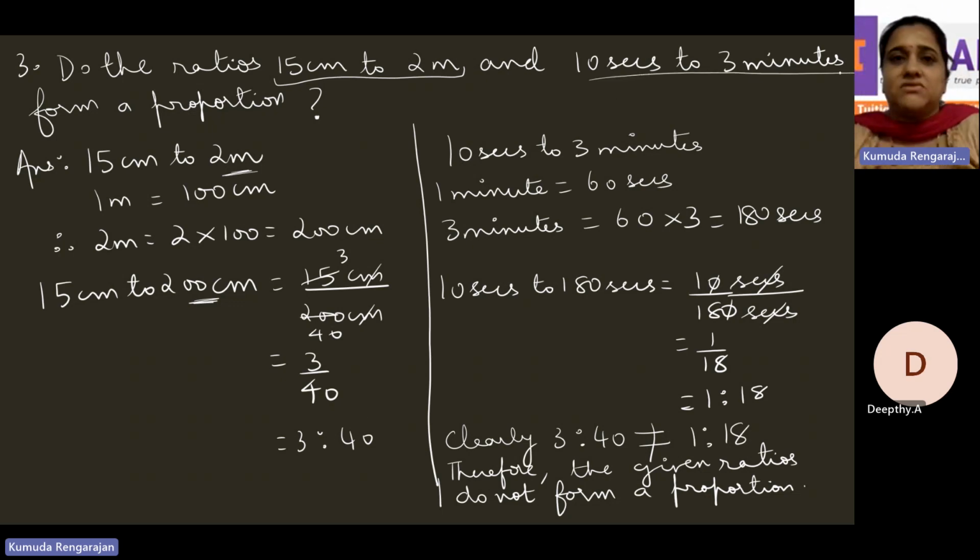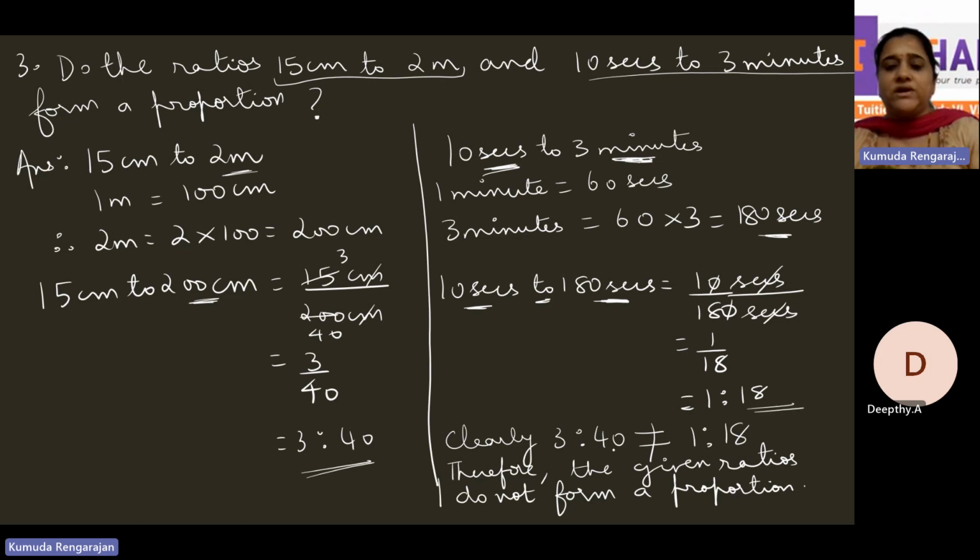Then the next one is 10 seconds to 3 minutes. 1 minute is 60 seconds. So 3 minutes is 3 into 60, 180 seconds, correct? So the ratio 10 seconds to 3 minutes is 10 seconds to 180 seconds, which simplifies to 1 by 18 or 1 is to 18. Now you see that the two ratios are not the same, they're different. Clearly 3 is to 40 is not equal to 1 is to 18. Therefore, the given ratios do not form a proportion. If they were equal, then they would form a proportion.